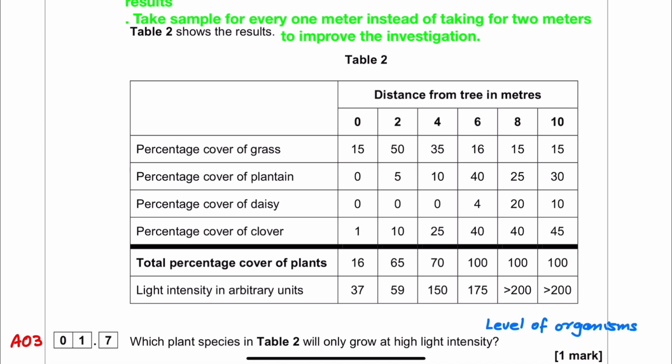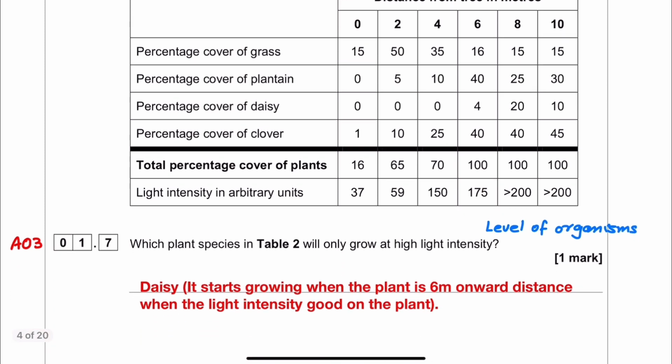Let's see the model answer. Daisy is a plant whose growth is increasing as a result of increasing light intensity. And table number 2 shows us clearly that as the daisy plant is away from the tree, it starts growing when the plant is 6 meters onward in distance, when the light intensity is good on the plant, which is very obvious, as the daisy plant is 6 meters away, the growth of the plant is taking place.